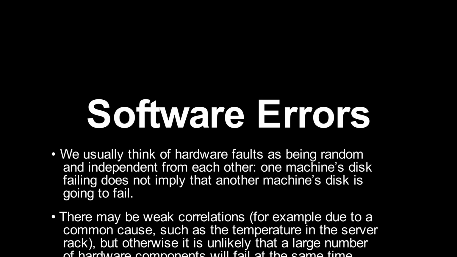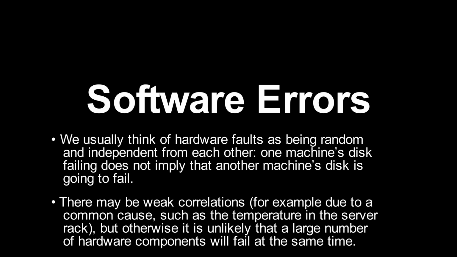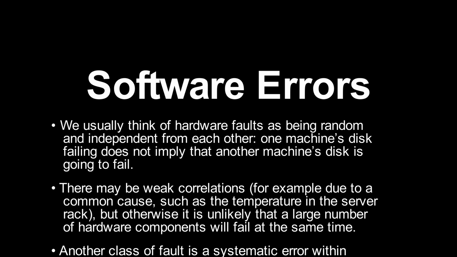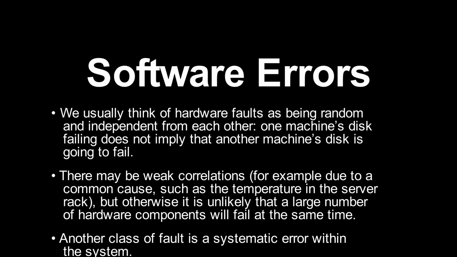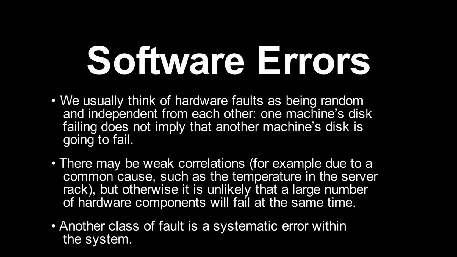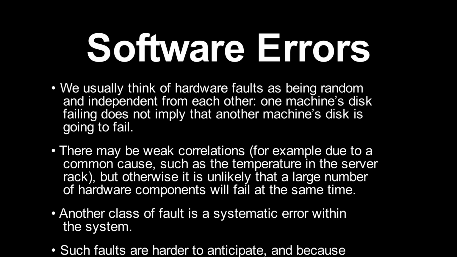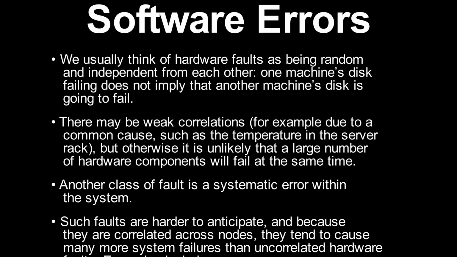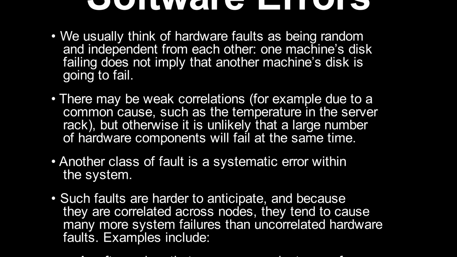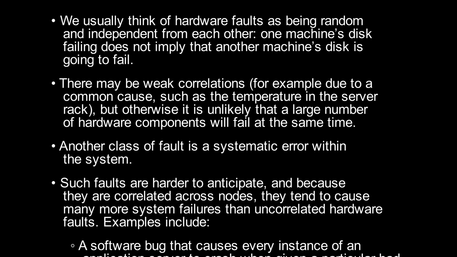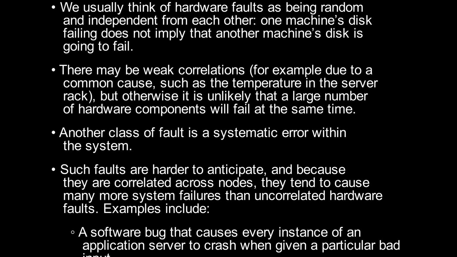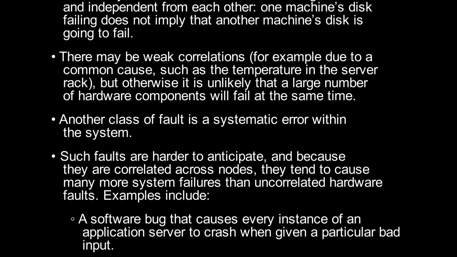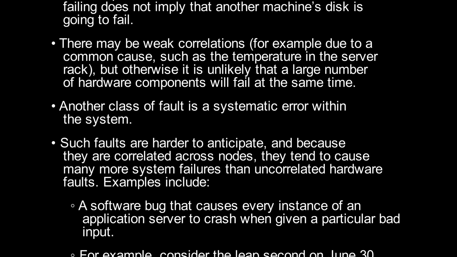We usually think of hardware faults as being random and independent from each other. One machine's disk failing does not imply that another machine's disk is going to fail. There may be weak correlations, for example due to a common cause, such as the temperature in the server rack, but otherwise it is unlikely that a large number of hardware components will fail at the same time. Another class of fault is a systematic error within the system. Such faults are harder to anticipate, and because they are correlated across nodes, they tend to cause many more system failures than uncorrelated hardware faults.